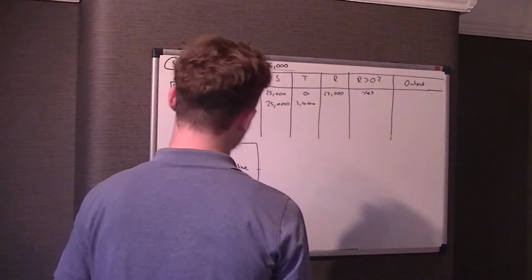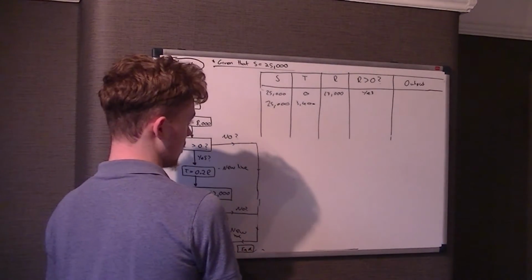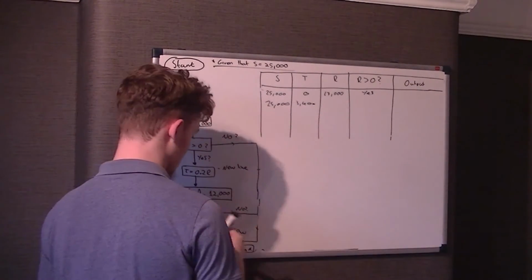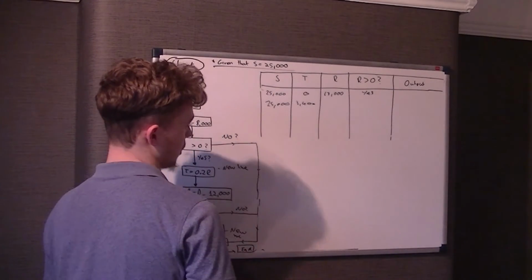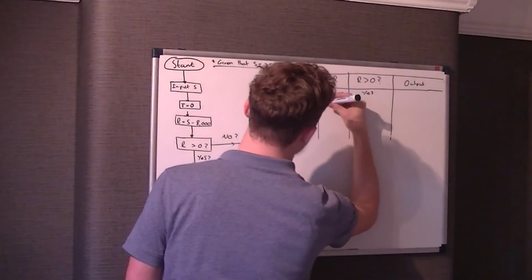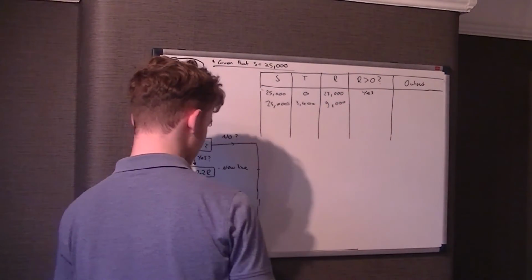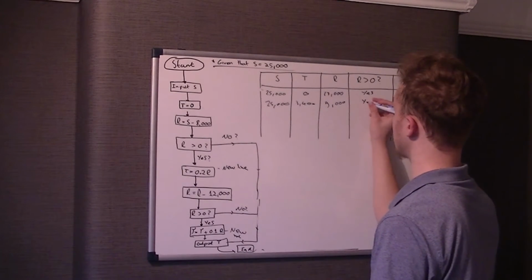Now, our next column is r equals r take 12,000. Well, we do it from our previous value of r. So r is equal to the previous value of r, take away 12,000, which is quite clearly 5,000. And our next line says, is r bigger than 0? Well, yes it is, so you just write yes in that column.